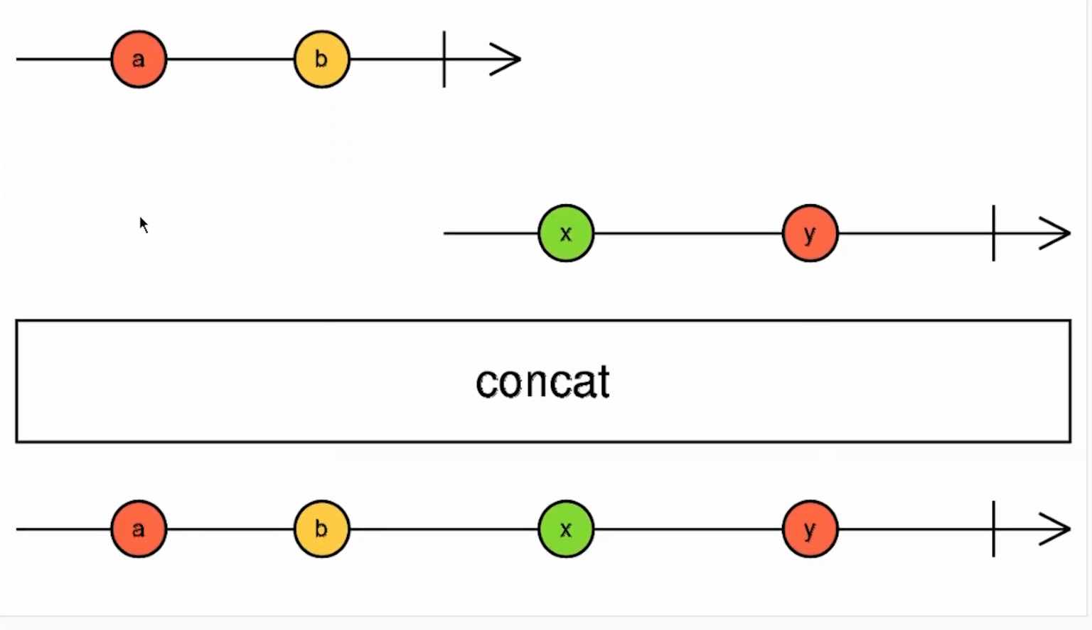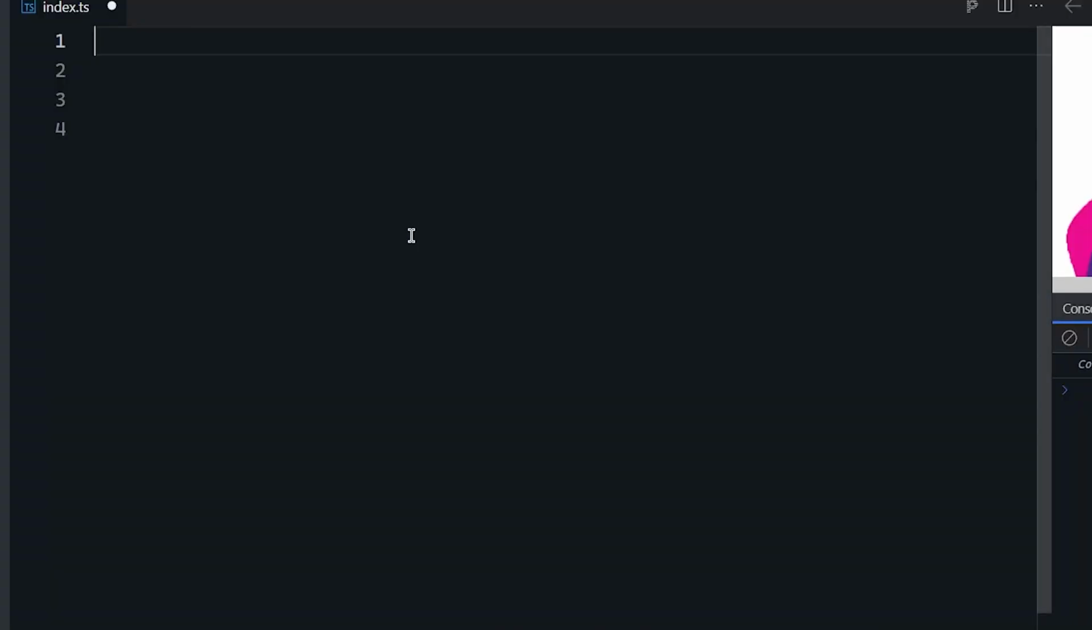So let's see the marble diagram for it to better understand it. This is one of the observables and this is another one. What you see below is first this observable gets completed and only then this particular observable's values are emitted. Let's see that in an example.